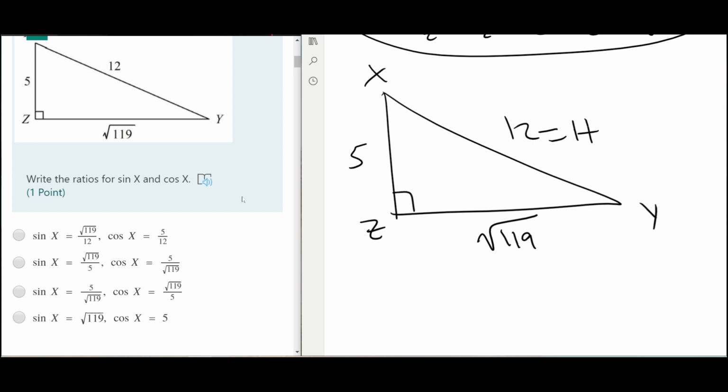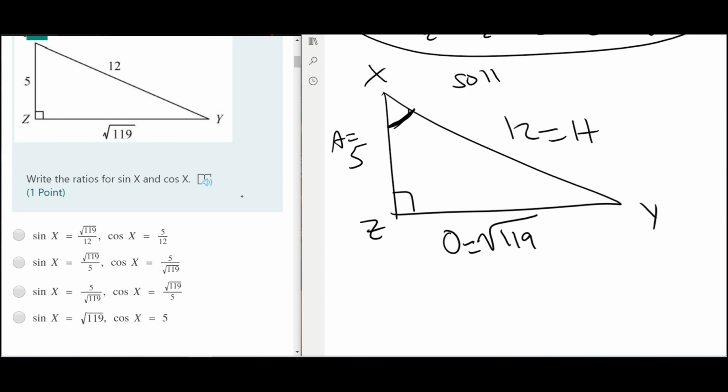Now the adjacent and the opposite side depend on the angle that you're interested in. In this example, they're interested in the angle x, which is this angle right here. So since we're interested in this angle, the opposite side is this guy, and the adjacent side is right next to it, which is the 5 side. Again, adjacent and opposite depend on the angle that you're interested in. All right, so now we have our adjacent and opposite.